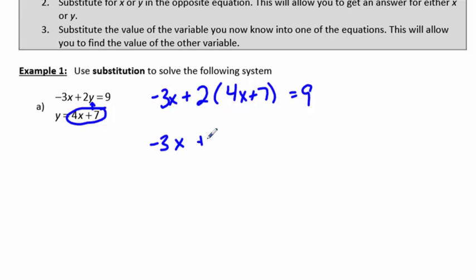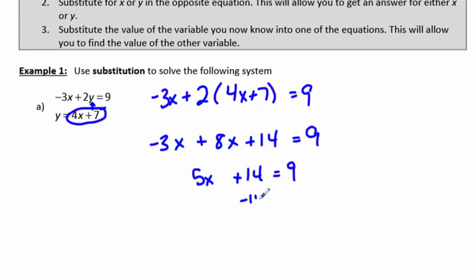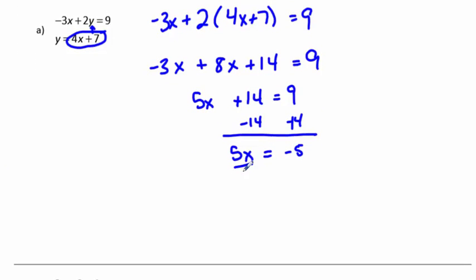So negative 3x plus 2 times 4 is 8x, plus 14 equals 9. Combine like terms, we have 5x plus 14 equals 9. And subtracting 14 from each side gives us 5x equals negative 5. So if you divide both sides by 5, you're going to get x equals negative 1.